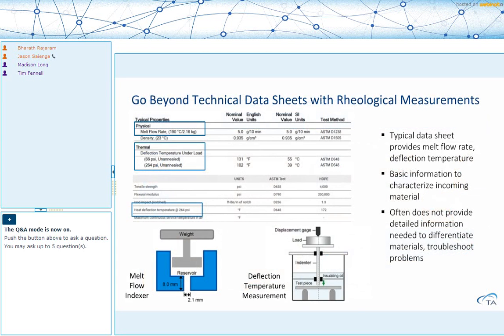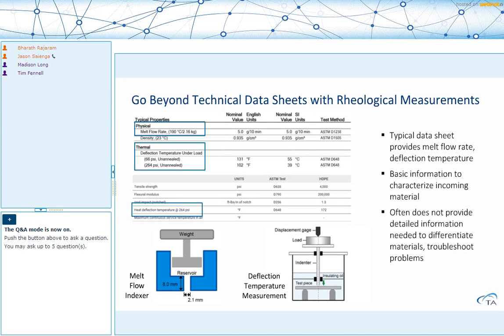And more importantly, rheological measurements allow us to go beyond basic technical data sheets. So if we pick up a data sheet for a polymer melt, we can see some properties that are listed on there. Usually melt flow rate is listed along with maybe a deflection temperature under load. And these are basic data points that help to characterize incoming material, to distinguish between one supplier and the next.